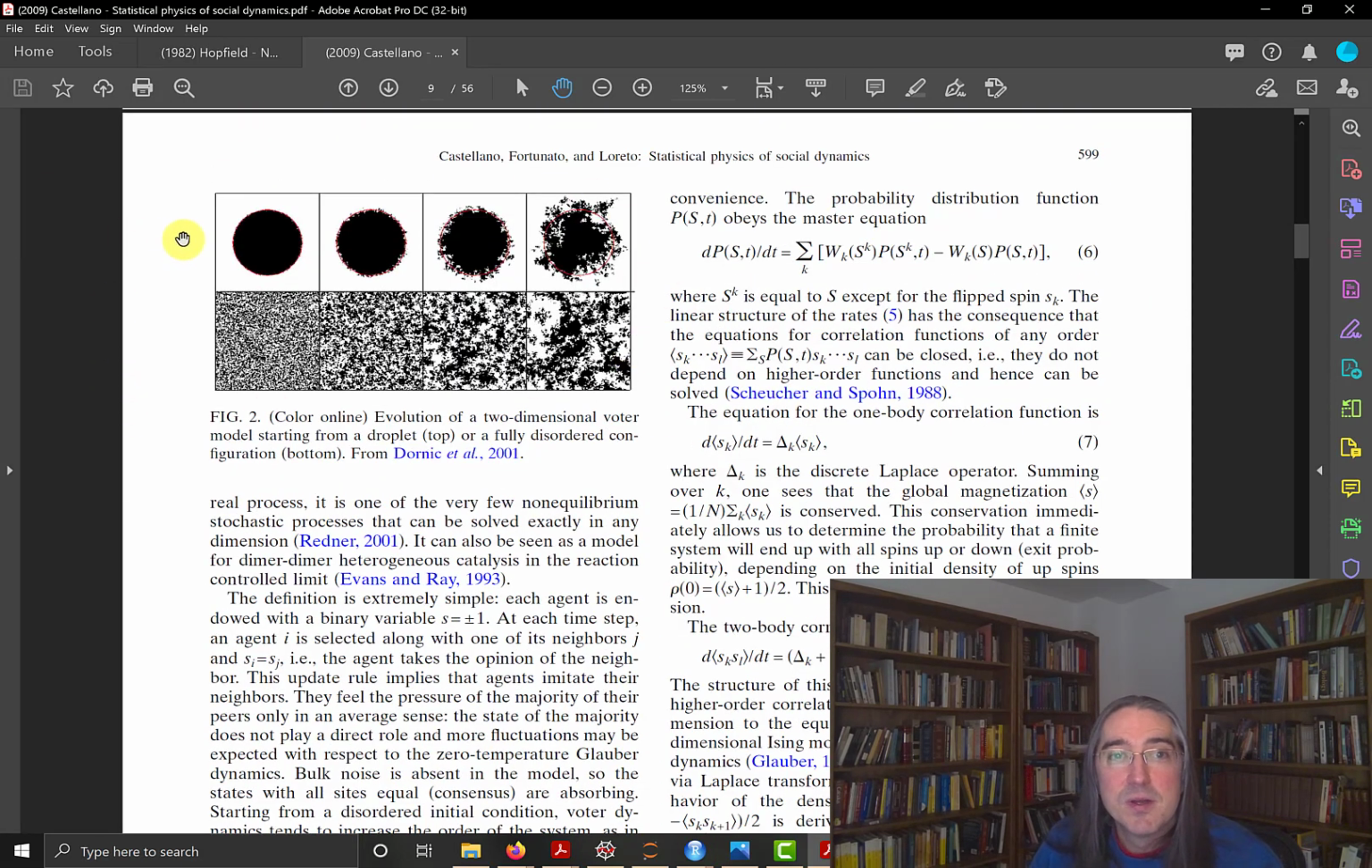Now, I should say also, that idea of updating one spin at a time, picking them randomly, all of that should sound a little bit like what we talked about with the Metropolis algorithm for simulating the Ising model. Okay? So there's a couple of ways that this all connects back to statistical physics.